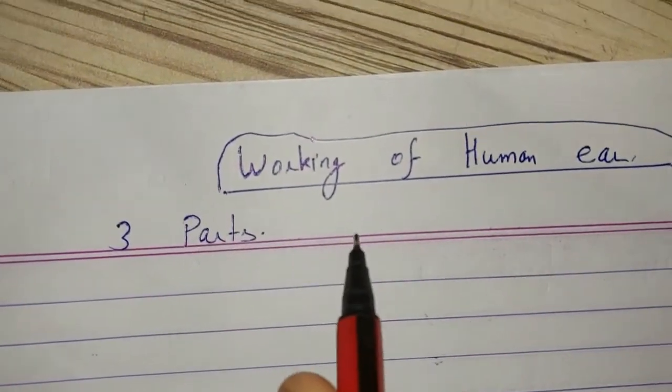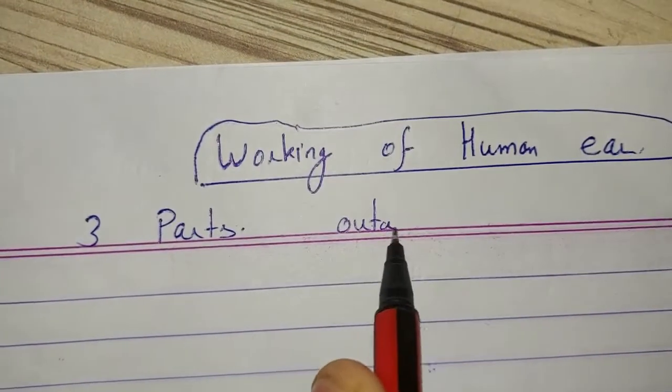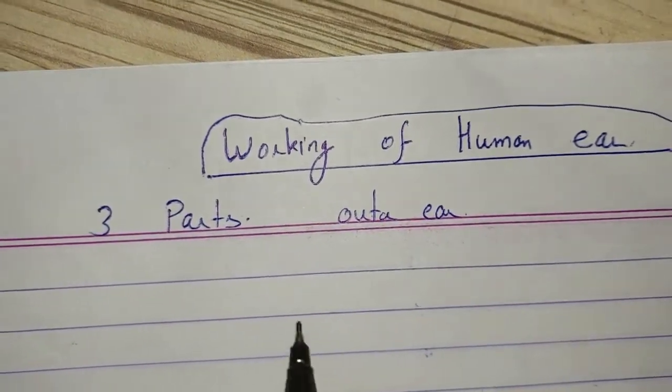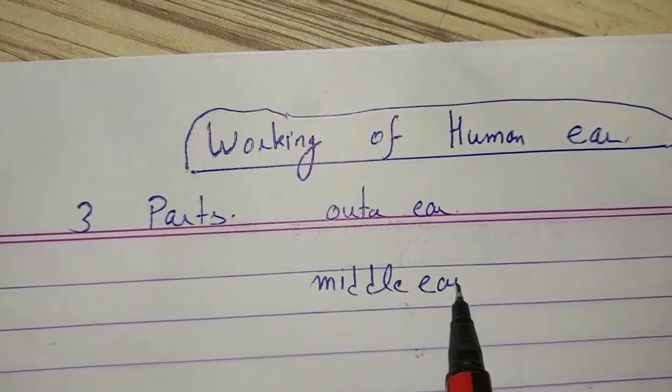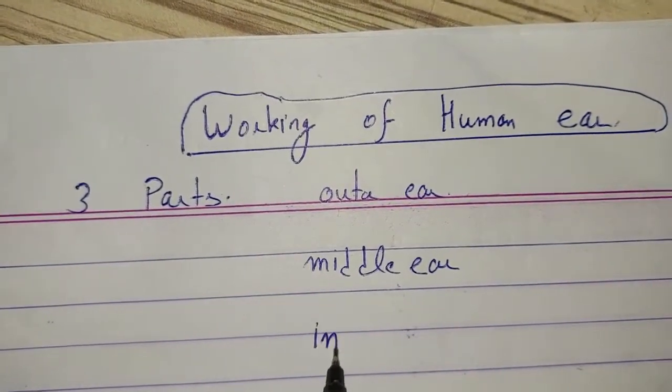The first part is the outer ear, the second part is the middle ear, and the third part is the inner ear.